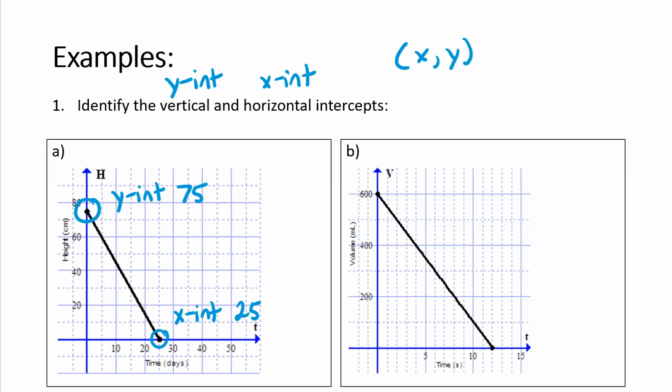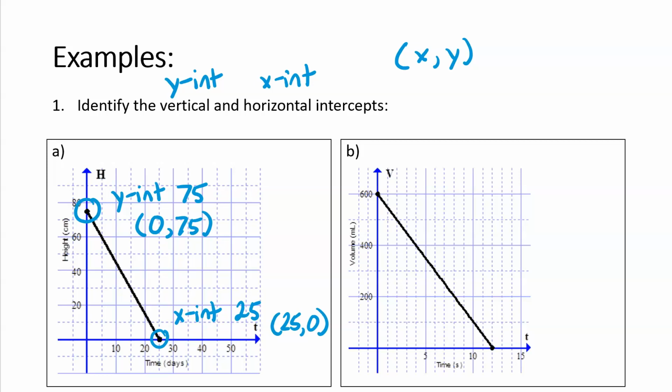So for a y-intercept, your x value is 0. The y value in this case is 75. For the x-intercept, you could write that as an x value of 25, whereas your y value is 0.